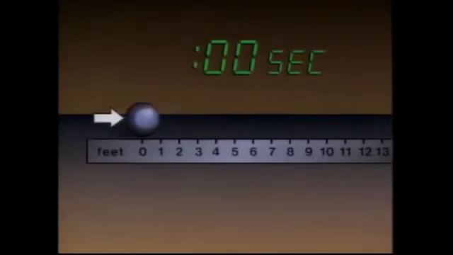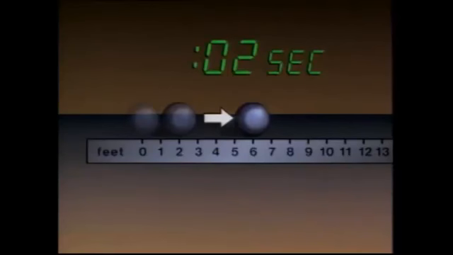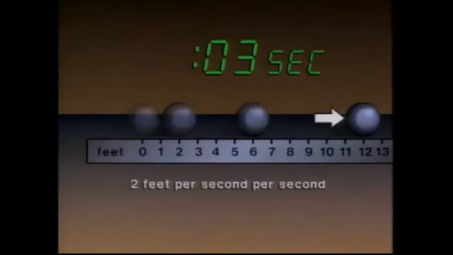For example, as a result of an applied force, this ball accelerates from 0 velocity to its peak velocity. To understand this better, let's look at the action again, but this time we'll use a scale to show distance and a clock to show time. If the ball moves 2 feet in the first second, 4 feet in the second, and 6 feet in the third, it travels an additional 2 feet for every second that passes. In other words, it accelerates at a rate of 2 feet per second per second.